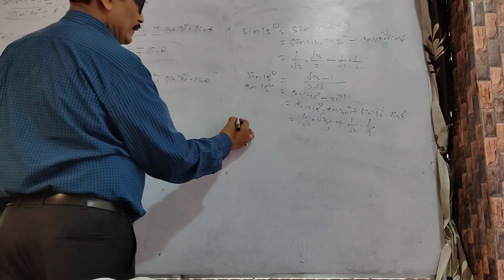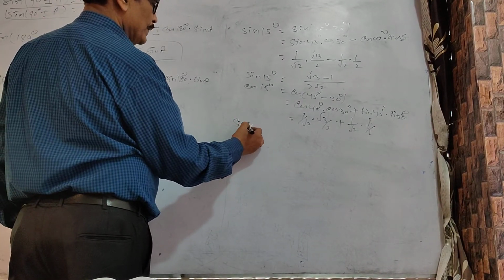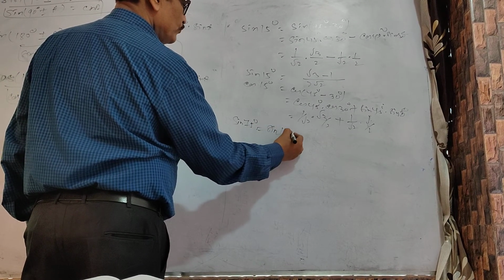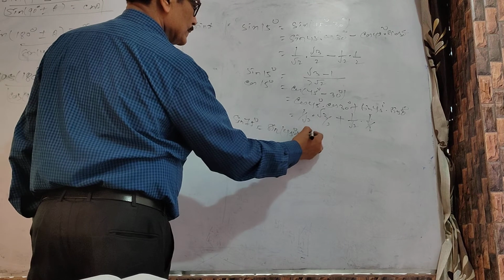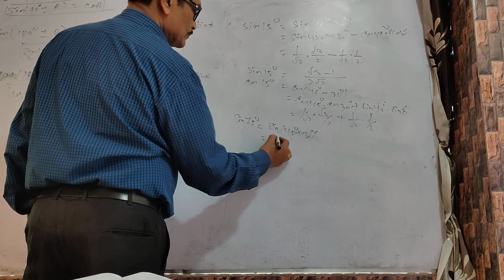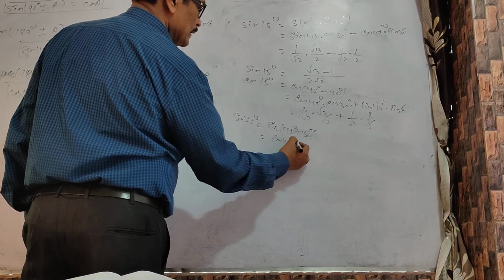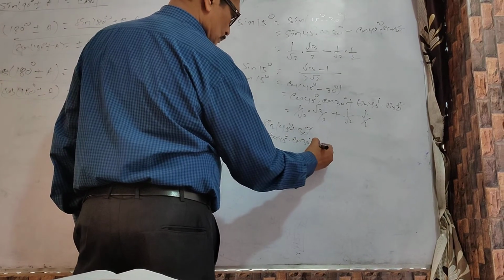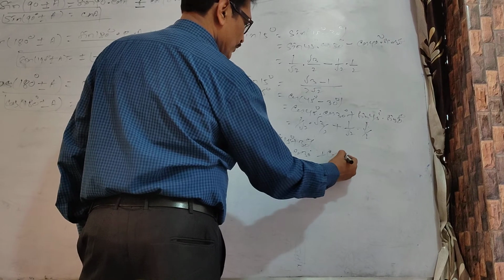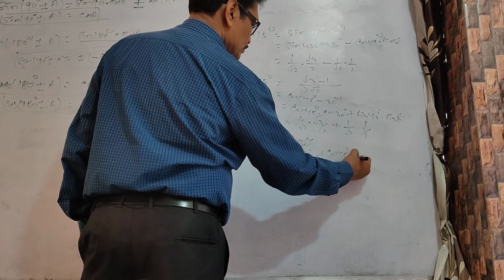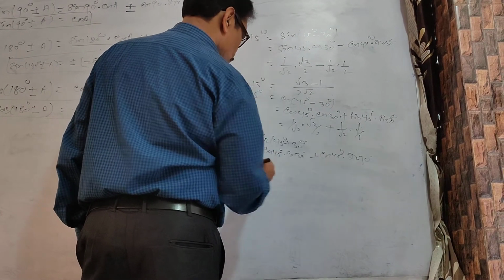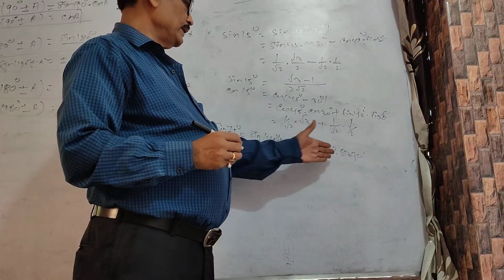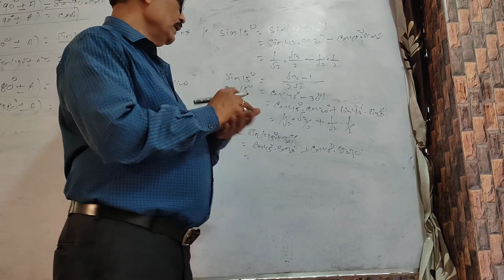If it is to find sin 75 degree, this becomes sin(45 degree plus 30 degree), and this becomes sin 45 degree into cos 30 degree plus cos 45 degree into sin 30 degree. So substituting the values of sin 45 degree, cos 30 degree, cos 45 degree and sin 30 degree, we get the result.